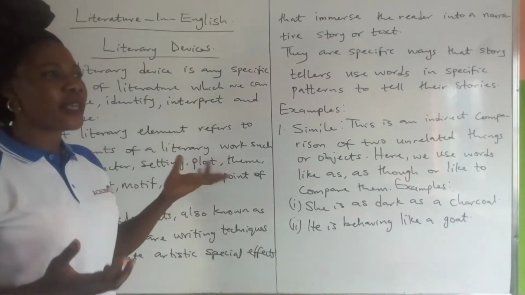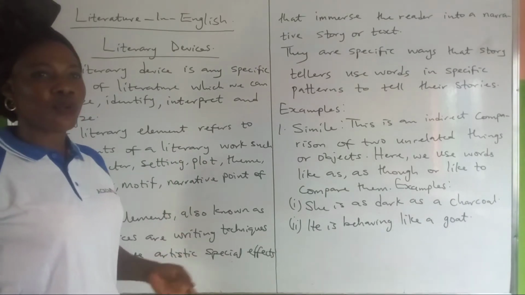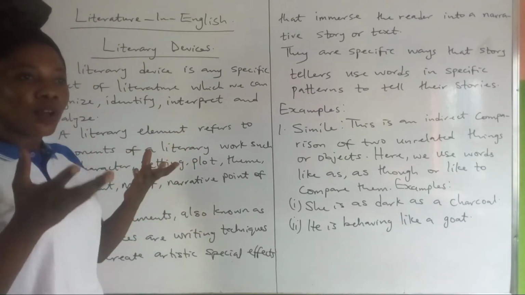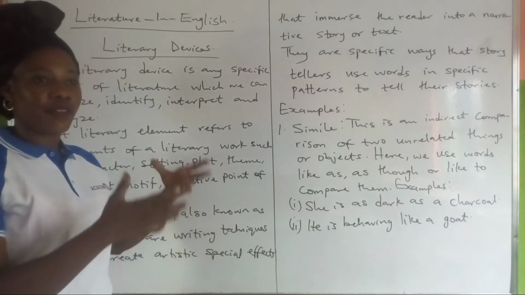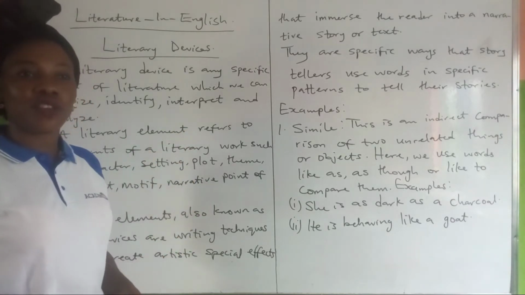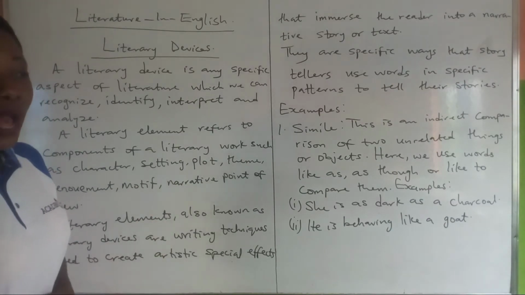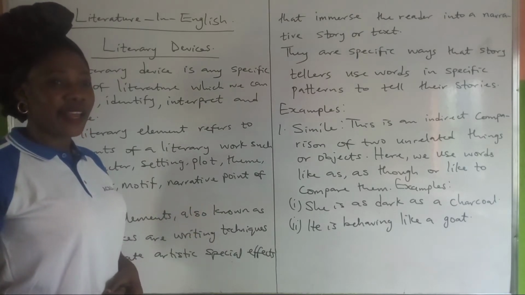So for you to compare somebody's complexion to that of a charcoal, you know that you are seeing something that is kind of similar. But of the two things you are comparing, one is a living thing, a human being, while the other one is just an ordinary object which has that black color. Another one is behaving like a goat.